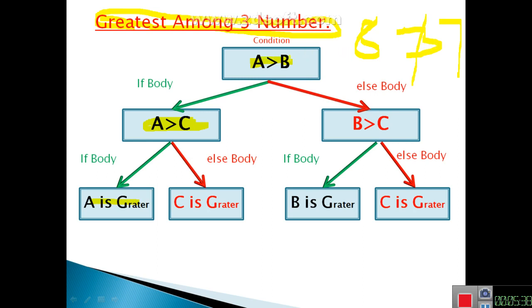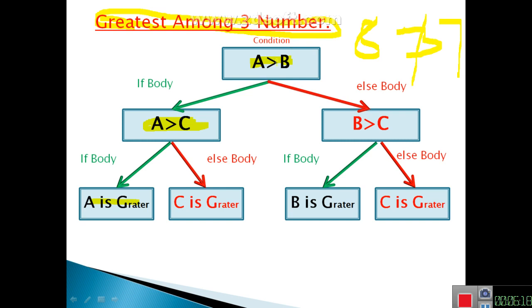Initially I am comparing the main if condition, 8 and 3. 8 is greater, so the condition is true. Then it enters inside the if body. Inside the if body one more if condition is there. There I compare the first value and the third value, because in the first if condition itself the second value is lesser than the first one. So I directly check A and C. Based on this, if it is true A is greater, if it is false C is greater.